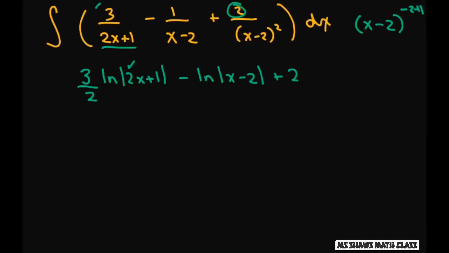And that's going to give you negative 1. So put a negative 1 under here. So that's going to change this to negative because it was positive here. So negative 2 divided by x minus 2. And then plus C. And that's going to be your final answer.